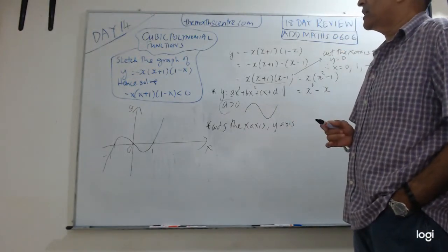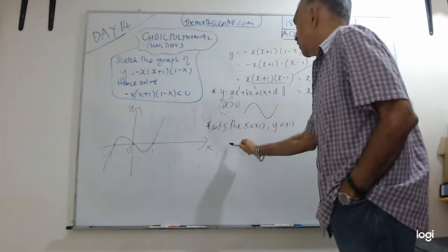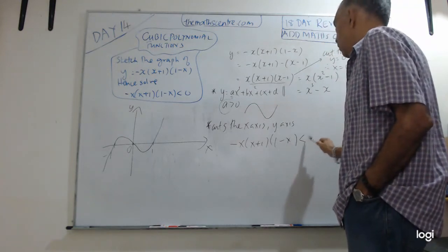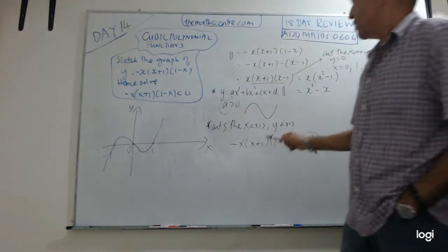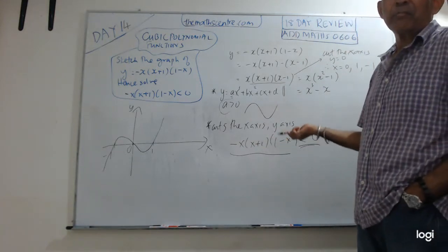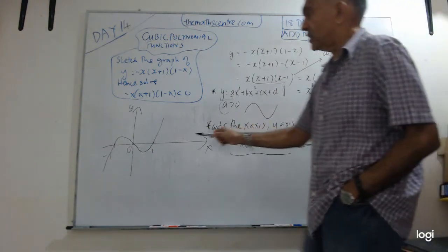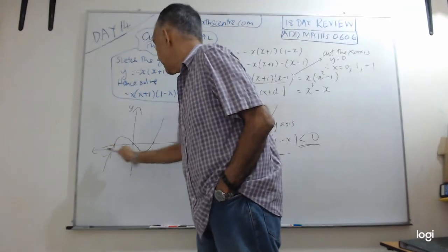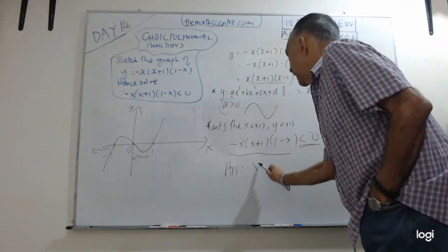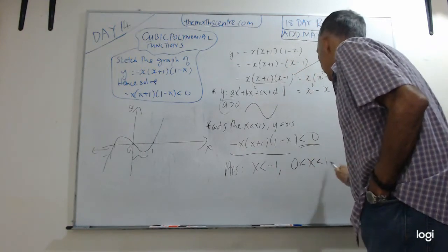Now we are looking at solving this inequality. They ask you to solve minus x, x plus 1, 1 minus x less than 0. What is the thinking? The thinking is you already have this graph. Now this is less than 0. When does this graph lie below the x-axis? Because this is less than 0, below the x-axis. So here, and here. Therefore, you write down your answer straight away: x less than minus 1, and x between 0 and 1.